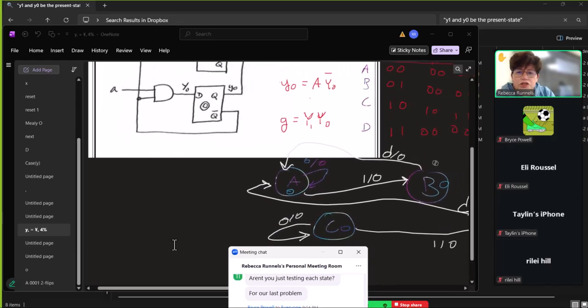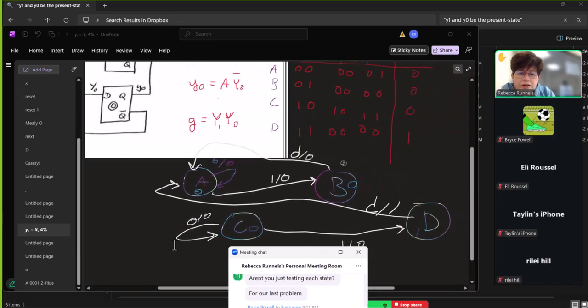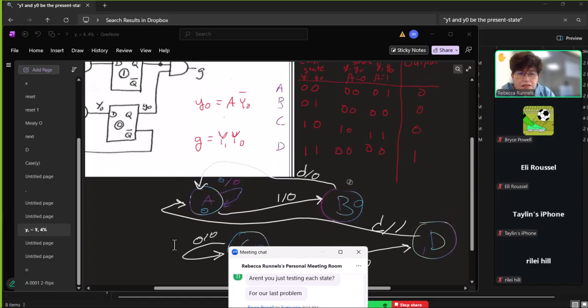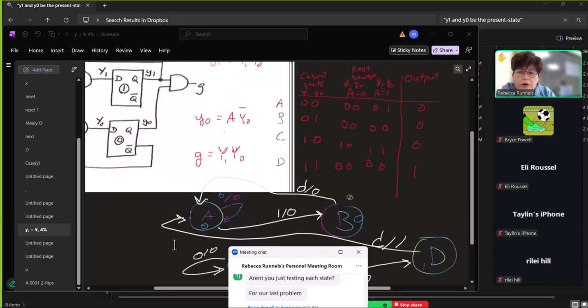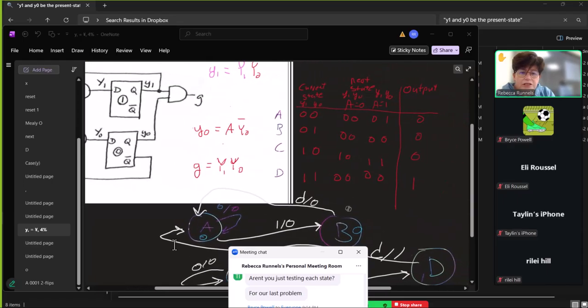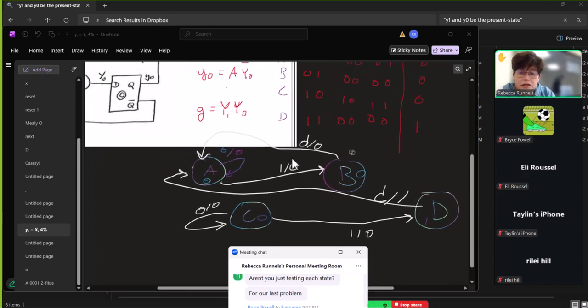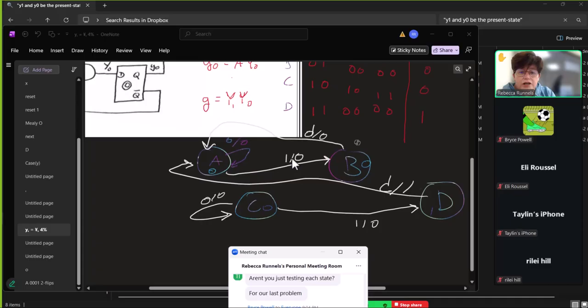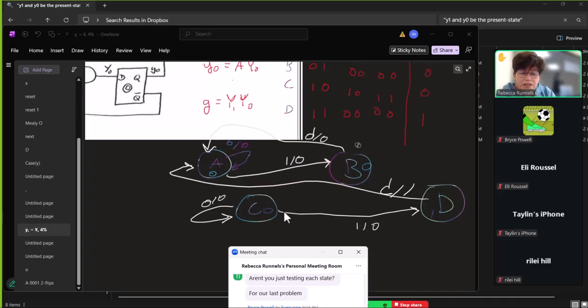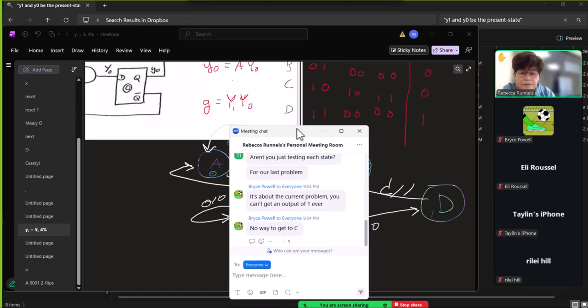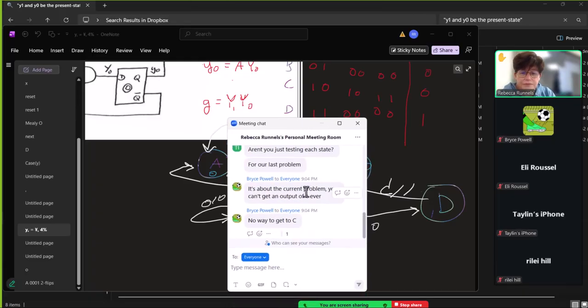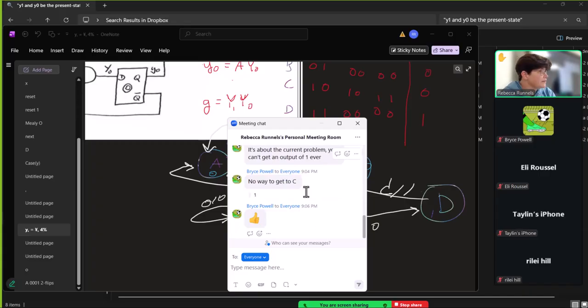If you started in one of these states, we didn't say what the starting condition was. So if you started in C, you could stay in C. If you started there, you could get there, and that would be the only way. If you started in C, then you could get to D. But if you didn't start in C, you couldn't get there, in this particular one. Did that answer your question? Okay, got it.